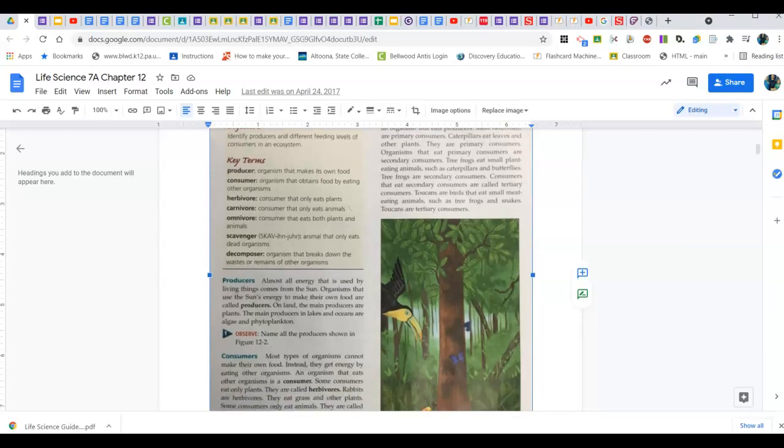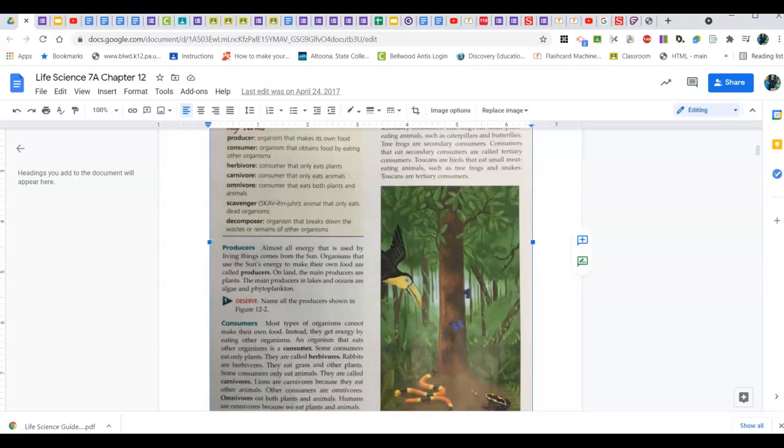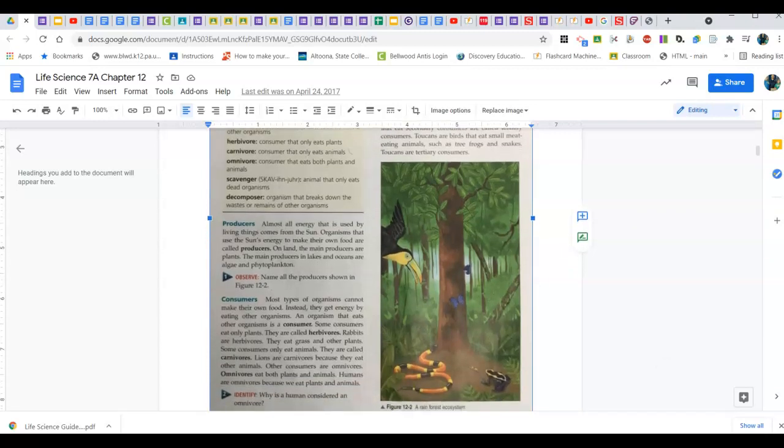The tree frogs are secondary consumers. Consumers that eat secondary consumers are called tertiary consumers. Toucans are birds that eat small meat-eating animals such as tree frogs and snakes. Toucans are tertiary consumers. So in this picture, the producer is the tree, the primary consumer is the butterfly, the secondary consumer here is the tree frog, and the tertiary is the toucan.